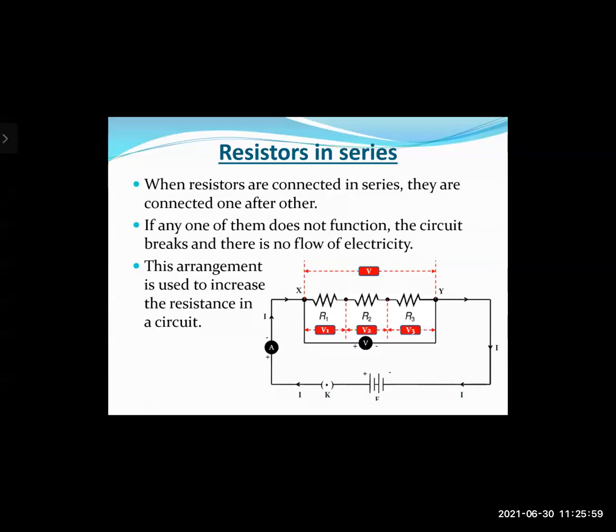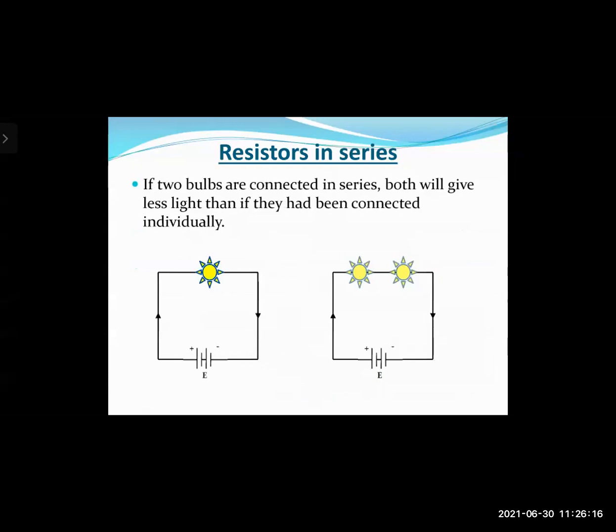Then the next point, the arrangement is used to increase the resistance in a circuit, right? Because the total resistance will be the sum of the individual resistances. So if you want to increase the resistance in a circuit, you can just go on adding more and more resistances in a series connection, right? We had seen that with an example of connecting a number of bulbs one after the other in a series combination. So if two bulbs are connected in series, both will give less light than if they had been connected individually. If you can see diagram number 1 on the left hand side, there is only one light bulb, right? So it will get the maximum potential difference, so it will glow the brightest.